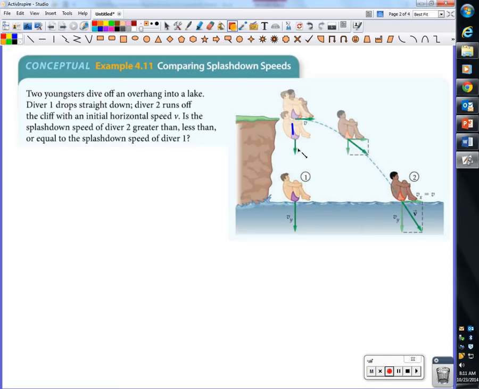Okay, so Diver 1 would start off with a small velocity, and then that velocity would continue to get bigger and bigger and bigger as he fell towards the lake, right? That's what happens to the velocity of an object that is accelerating, okay? But Diver 2, we have to worry about two things, right? Diver 2 is affected by gravity, and therefore all of these arrows would apply to Diver 2 as well.